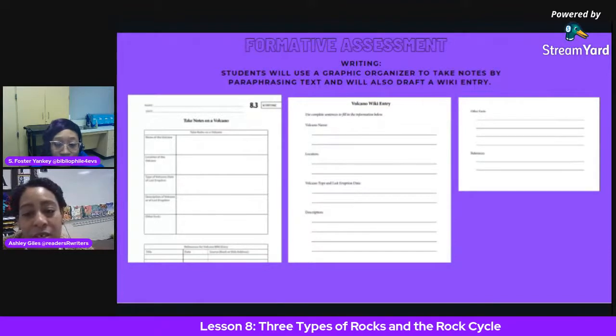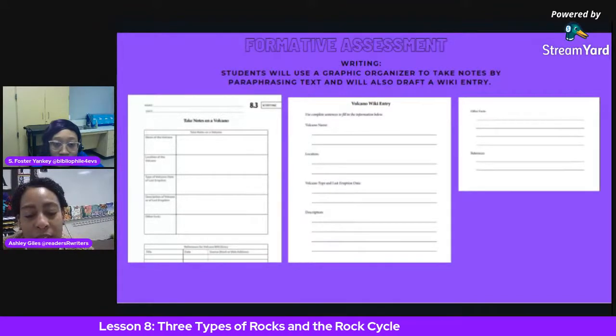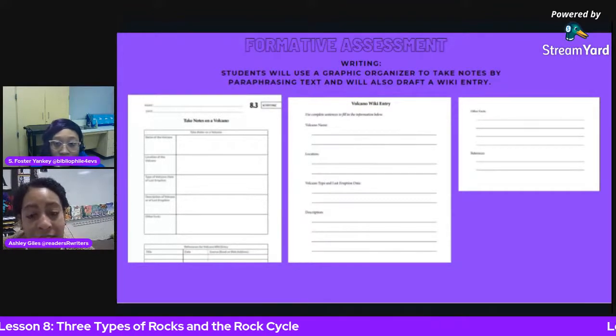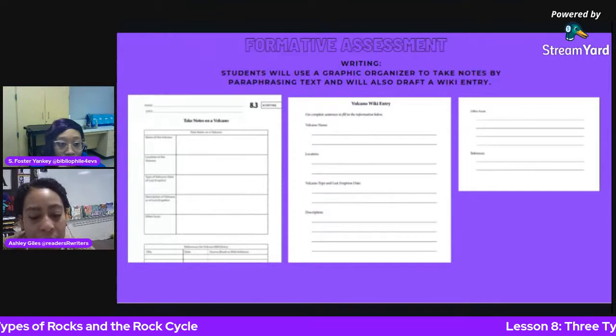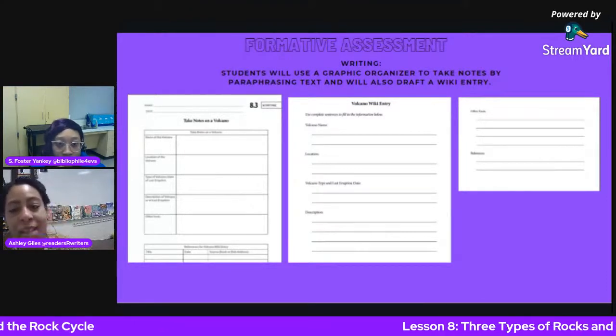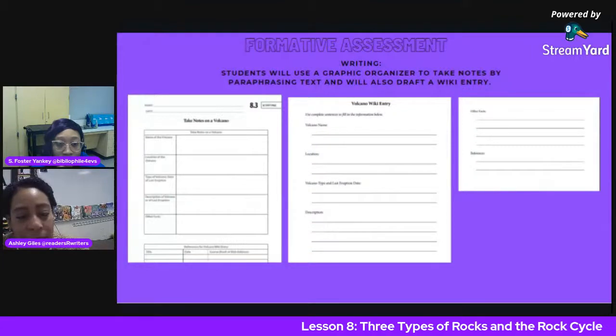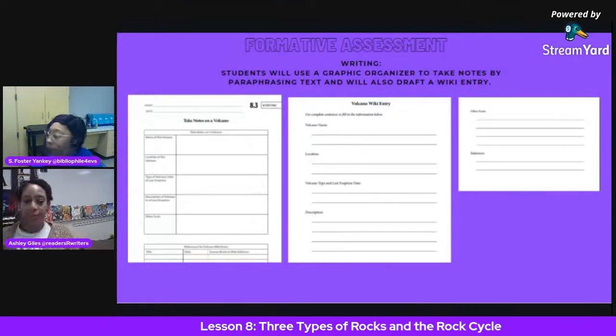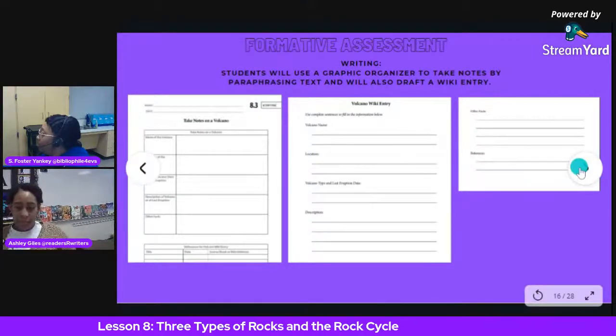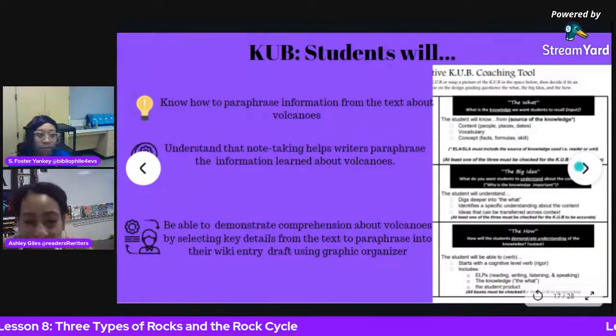After they take their notes, then they're going to draft their wiki entry, because also in previous lessons, you already know the format of the wiki. We talked about the format of the wiki. And so now today, we're going to draft it based on our notes. Gotcha. Yeah. So let's take a look at the KUB.